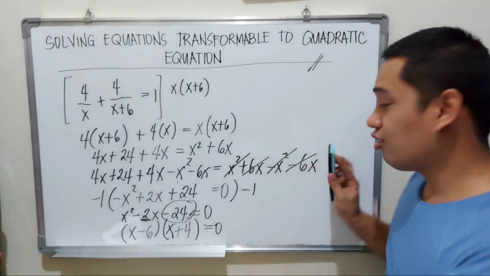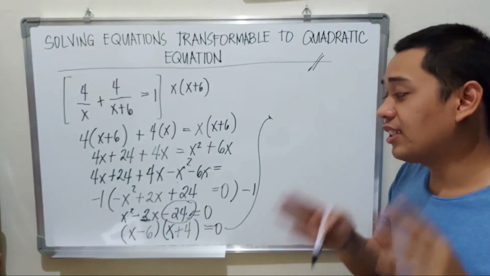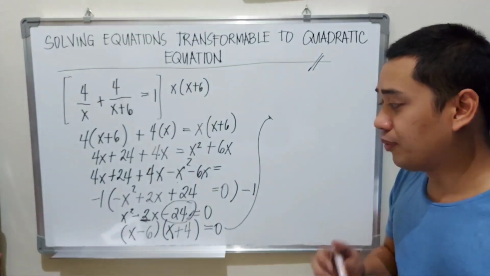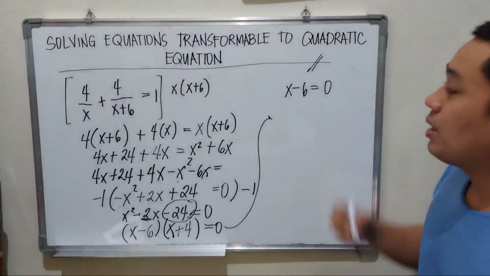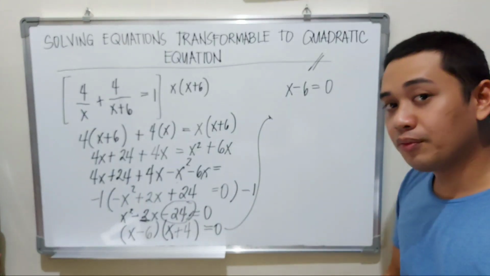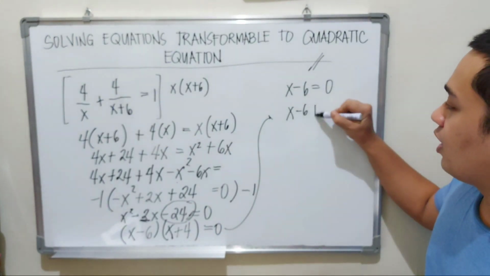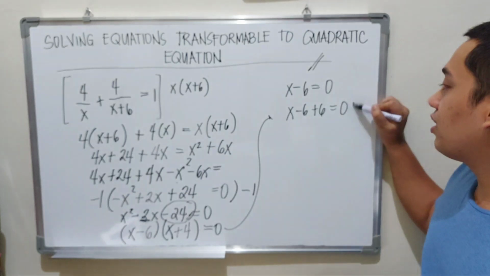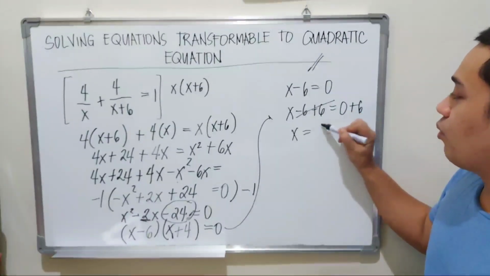So, continue natin yung solution natin. So, meron tayong dalawang factors, x minus 6 and x plus 4. Meron tayong x minus 6 equals 0 by adding the additive inverse of negative 6 to both sides of the equation. X minus 6 plus 6 equals 0 plus 6. Cancel. X is equal to 6.